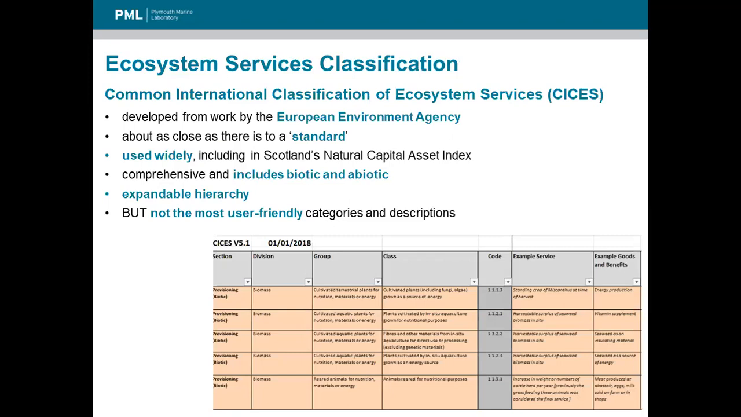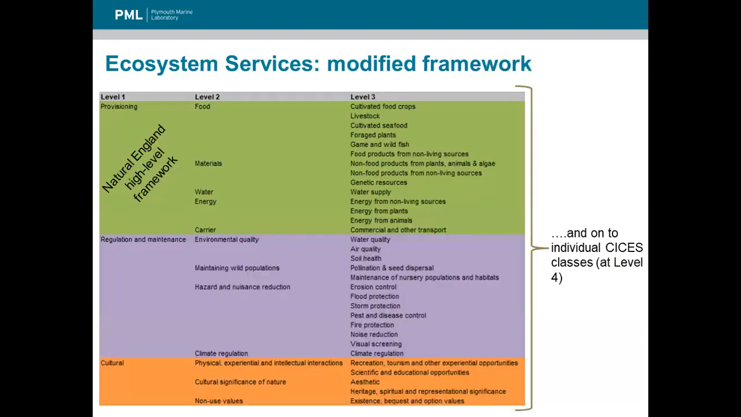However, the way that CICES is set up is not actually the most user-friendly categories and descriptions. So what we've actually done is taken a high-level framework, slightly modified, that Natural England have used, and then we've mapped CICES 5.1 individual classes onto that framework. And we also added in carrier services in reflection of the use of waterways for transport, because again, you can't do a comprehensive assessment if you're not including shipping and things like defence uses.